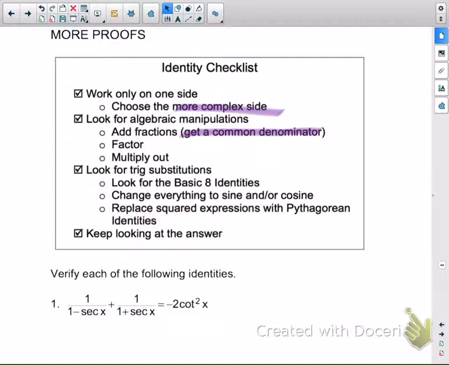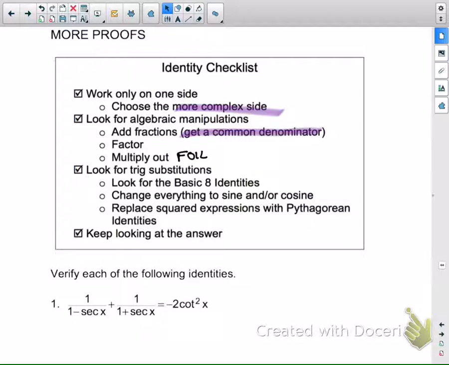We're going to spend some time looking at factoring today with trig functions. You can multiply things out. That's your basic FOIL. Okay? You need to look for trig substitutions. That's your basic 8 identities. One thing that we can do, and I kind of pointed that out on question 2, is change everything to sines and cosines. If you change everything to sines and cosines, frequently you can get the right answer from doing that. Replace squared expressions with Pythagorean identities, and always, always, always keep looking at your answer as you go. That points you in the right direction and tells you what direction that you should be going in.